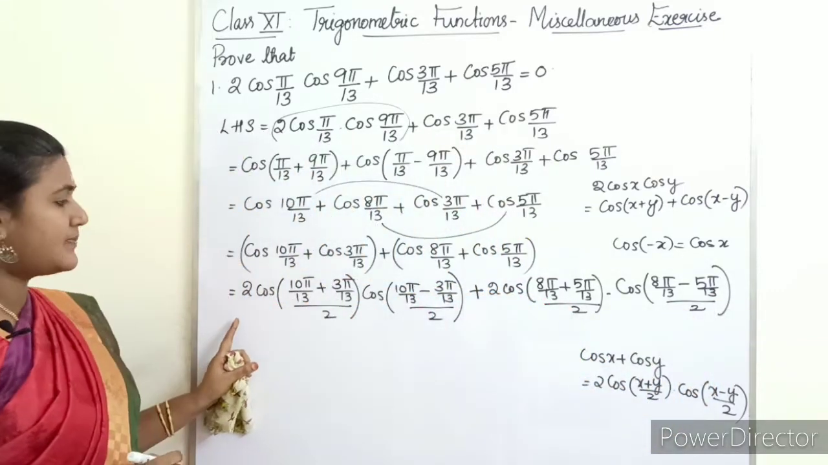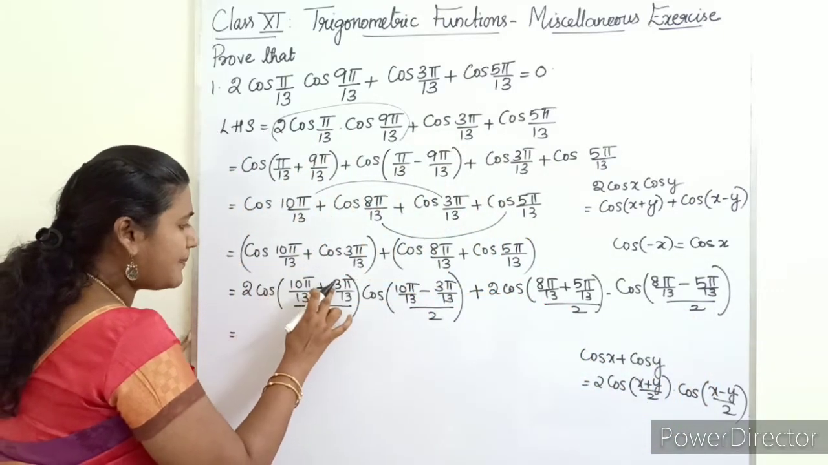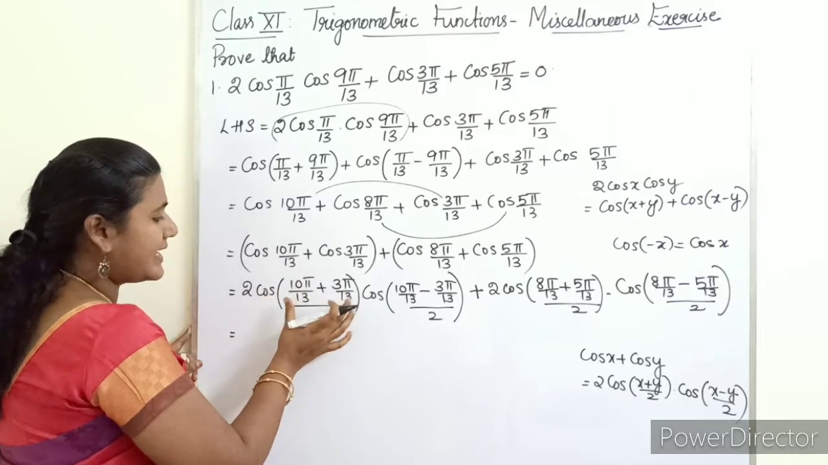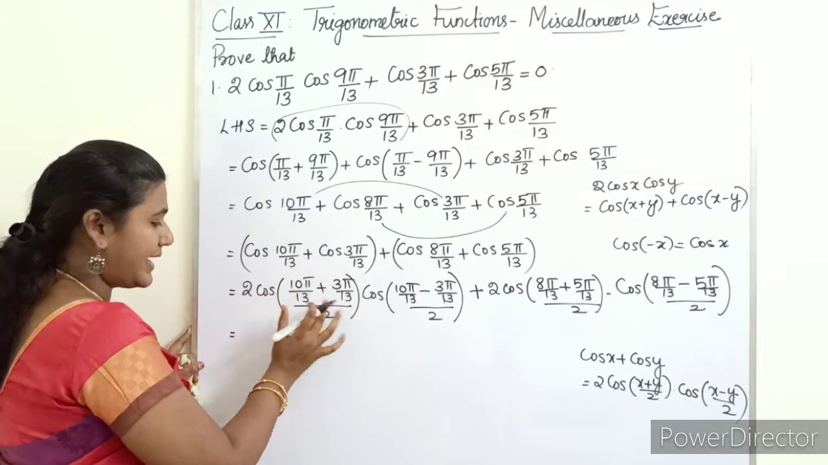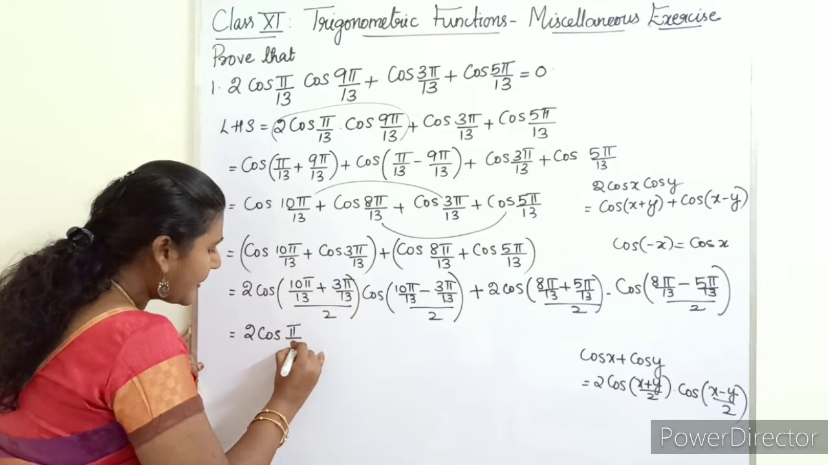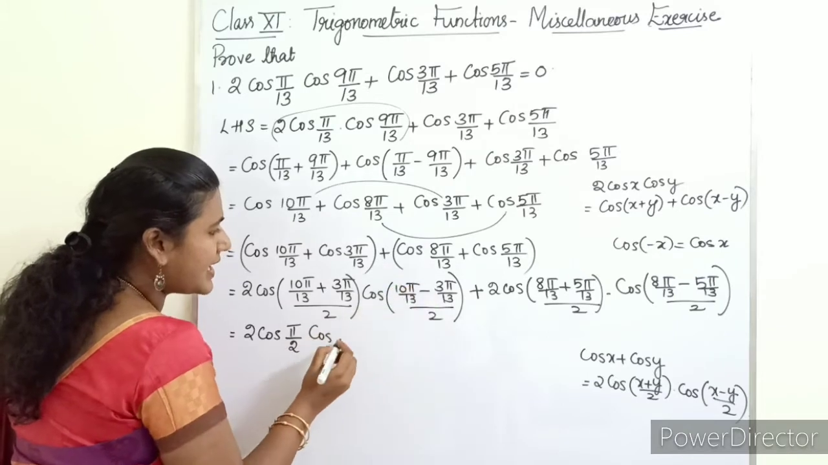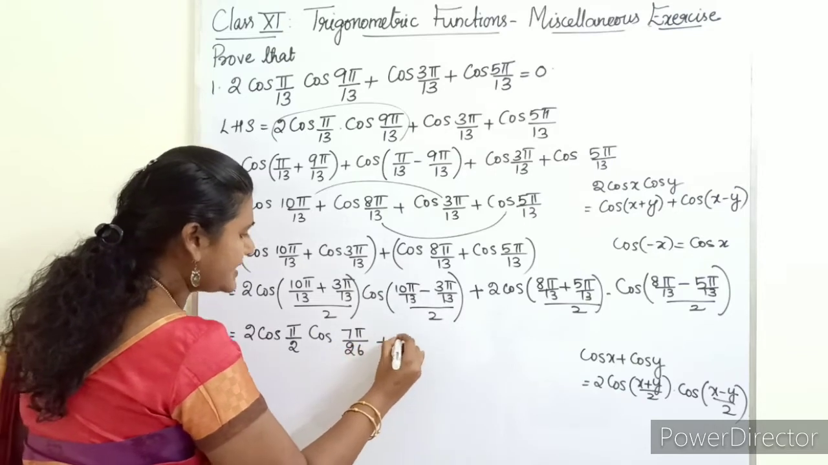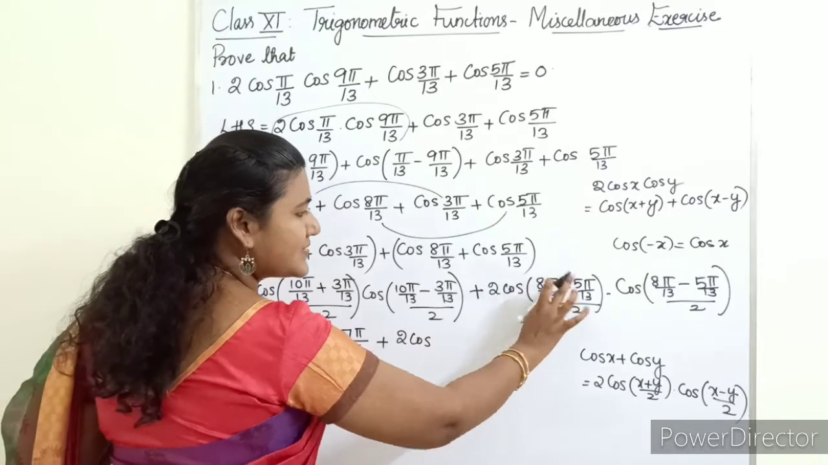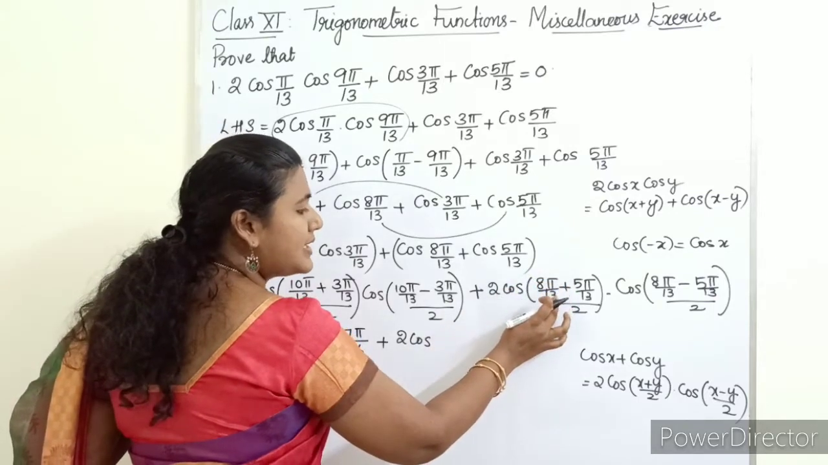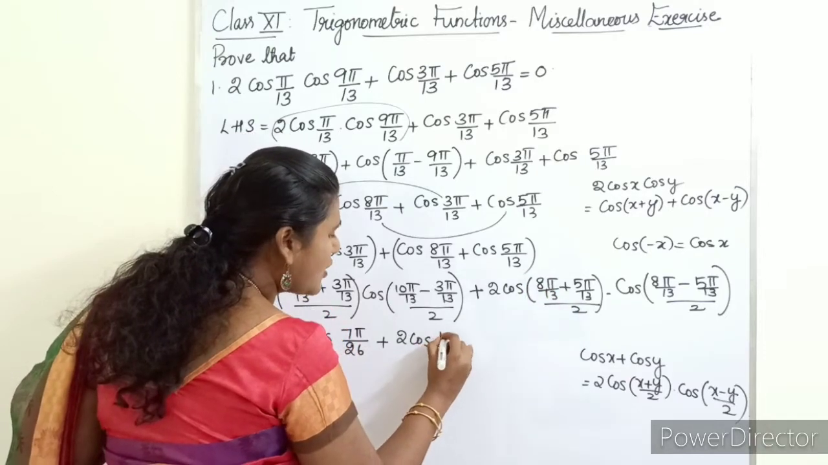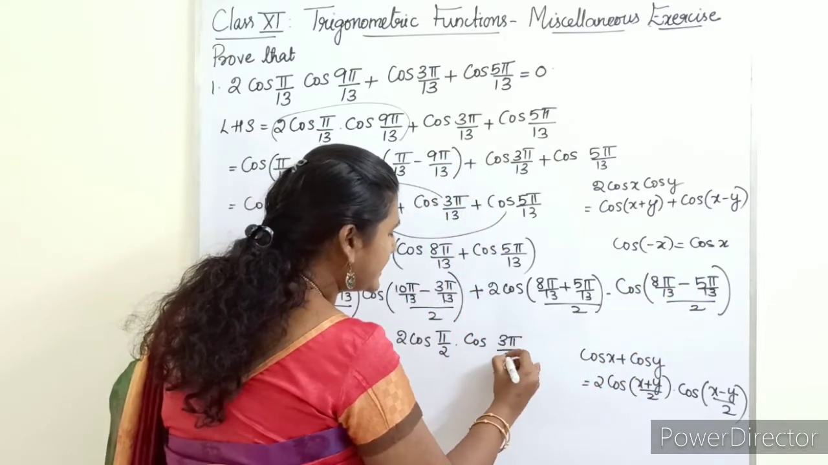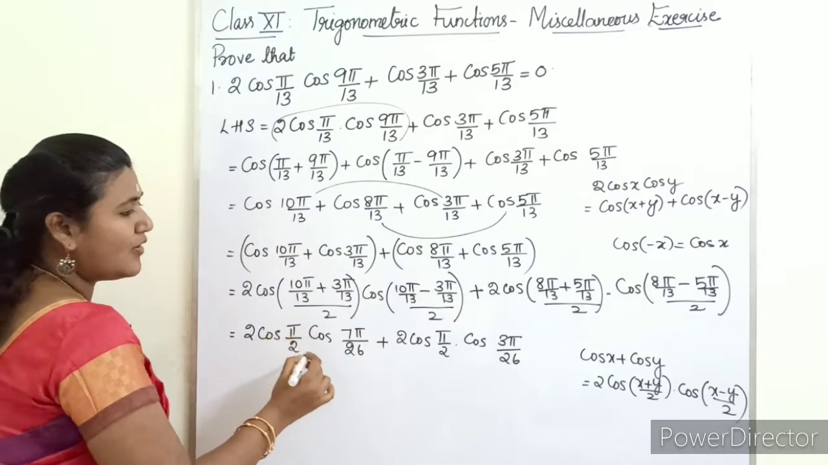Now we will simplify this. 10 pi plus 3 pi is 13 pi. 13 pi by 13, the 13 will get cancelled, and when you simplify the expression inside the bracket, you will get cos pi by 2 into cos 7 pi by 13 into 2, that is 7 pi by 26, plus 2 cos, here also in the same way, 8 plus 5 is 13, so 13 pi by 13, 13 will get cancelled, and you will get cos pi by 2 into cos (8 pi minus 5 pi), that is 3 pi by 26. Now if you see here, what is the value of cos pi by 2?